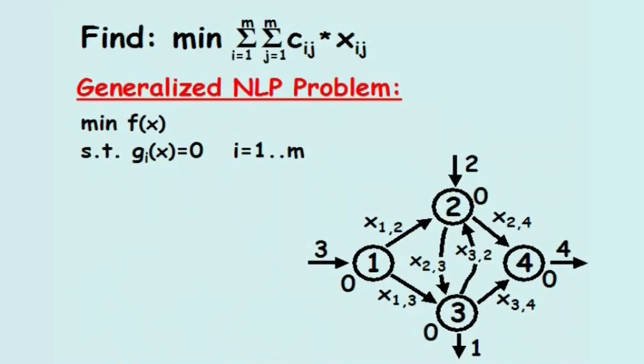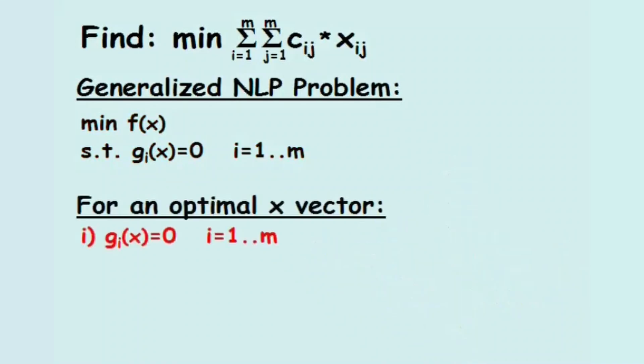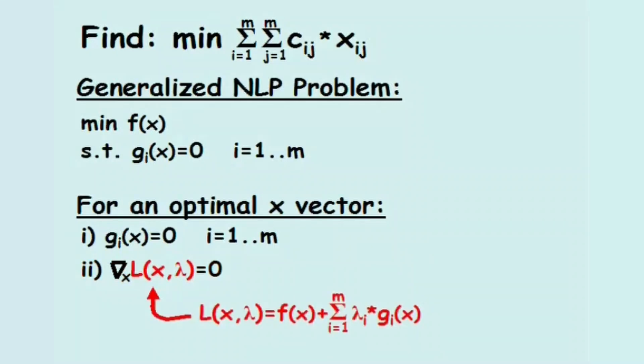The generalized nonlinear optimization problem asks to minimize a function f of x subject to I constraints g of x equals 0, where functions f and g are real-valued differentiable functions. For an optimal solution, x, feasibility must be satisfied, and there must exist a lambda vector such that the gradient of the Lagrangian function equals 0.